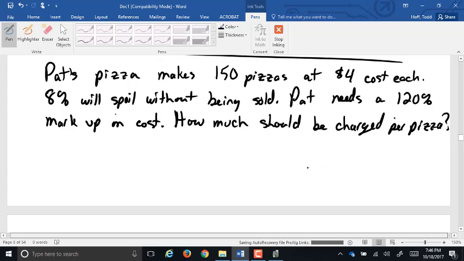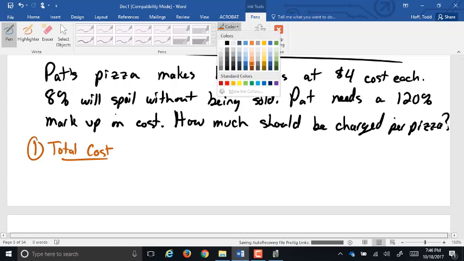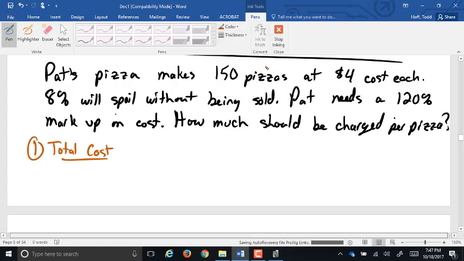You guys talk me through it here. What do I need to do first? So I need to find my total cost. I'll stick my pen to the screen here. There we go. Yeah, $4 each times 150 pizzas is $600.